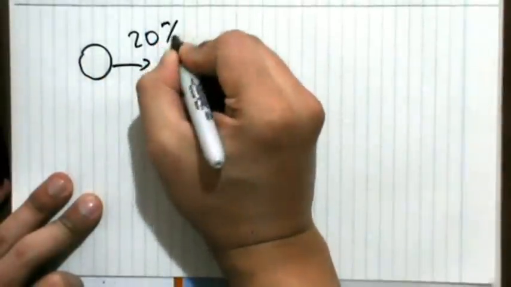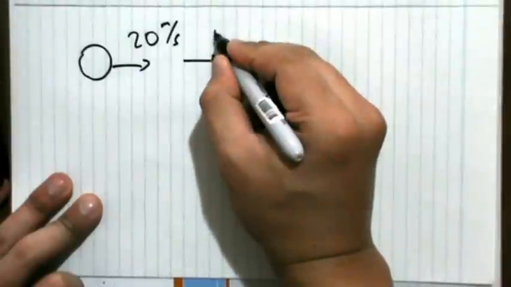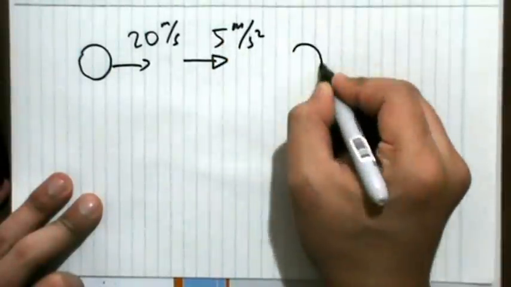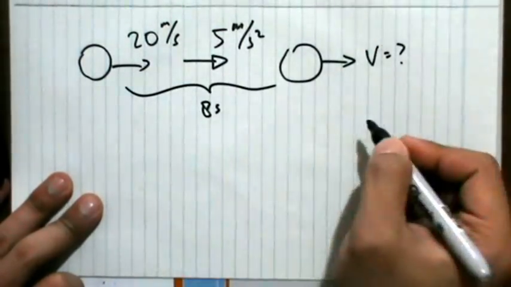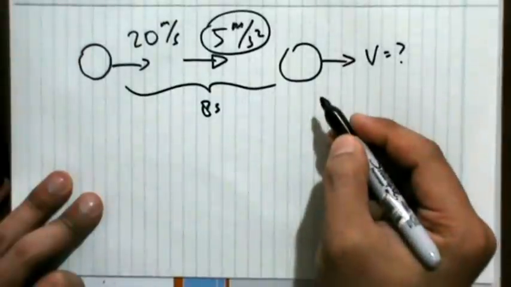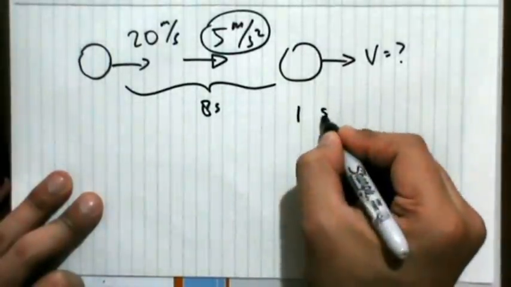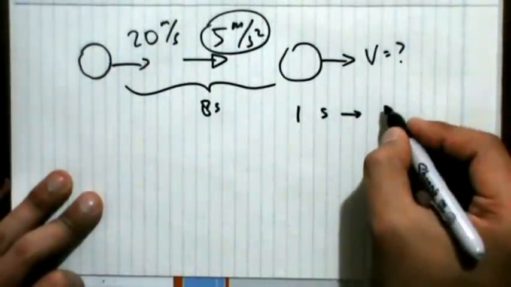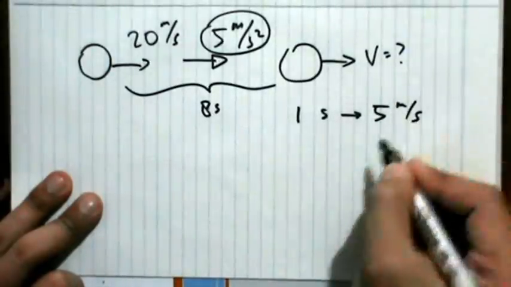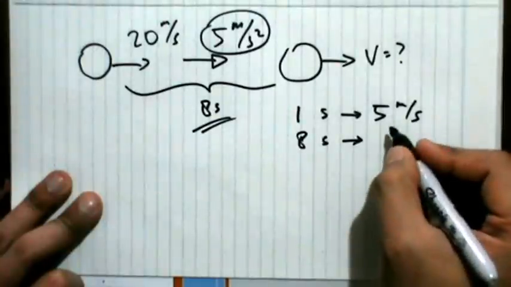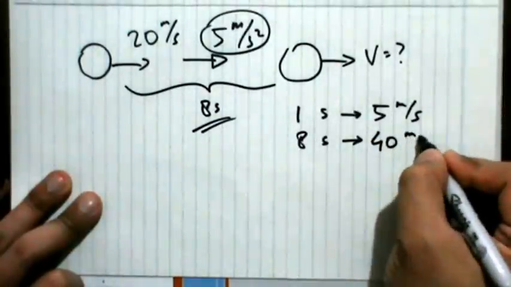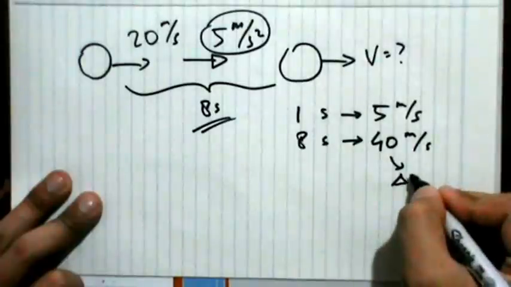Now, if there is an object that has an initial speed of 20 meters per second and then it's accelerated at 5 meters per second squared, what's the speed of this object after 8 seconds? Again, the meaning of 5 meters per second squared here is that every second the speed will increase 5 meters per second. So after 8 seconds, you can find that the speed will increase 40 meters per second. So this is the increase of the speed, or delta V.